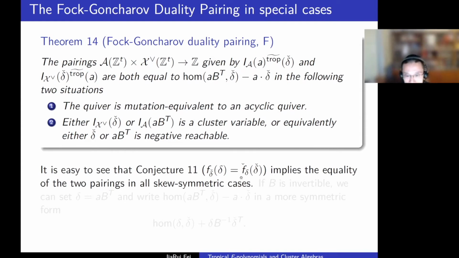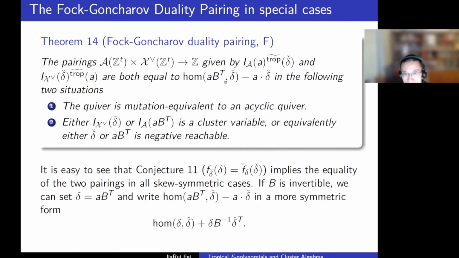Let's come back to the previous conjecture. If we have this equality of this kind of pairing, then this kind of pairing also works. I mean, they should be equal in all skew-symmetric cases. Moreover, if we know that B is invertible, this one can be written in a more symmetric and beautiful form like this. But in general, B is certainly not necessarily invertible. So this is our interpretation of the Fock-Goncharov duality pairing.